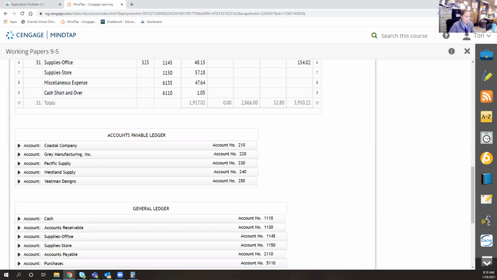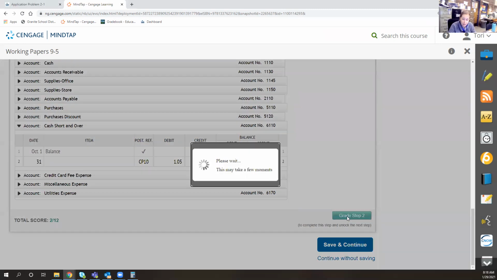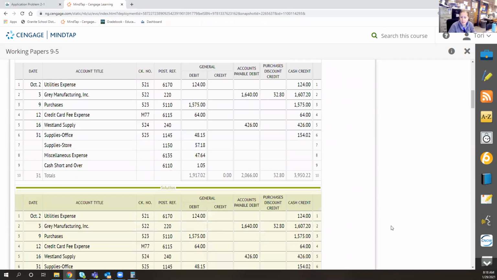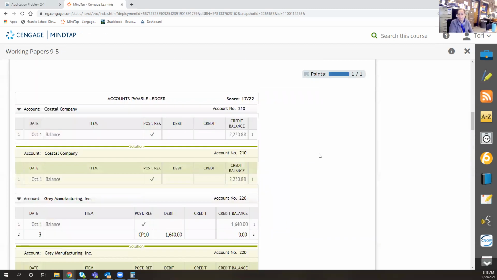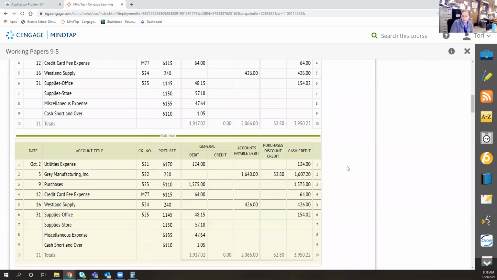I think we got them all. Let me just make sure. Pretty sure. Let me grade mine before you grade yours. Let's see if we forgot something. Nope, we got everything right. Oh, except right here. To our Westland Supplies. Let's see what we did wrong. It's great that we have this practice. Oh, Westland Supplies was supposed to be 426, and then we would have 5,066 left. Sorry, my fault. Go back and fix that.